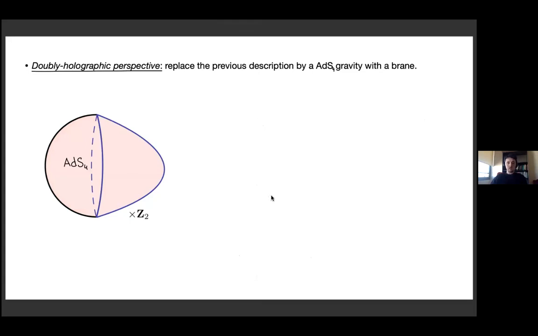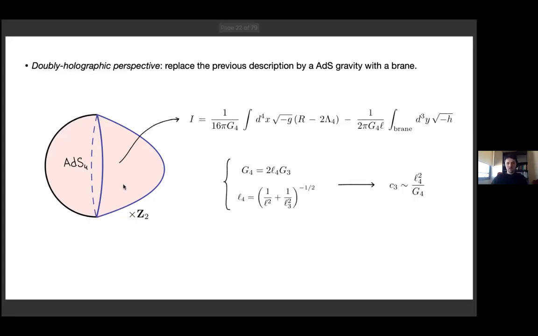So there is a second holographic description of the system, which is in terms of a four-dimensional bulk with no holographic CFT on it. The idea is that once you replace the holographic CFT in the previous description, you end up with this doubly holographic perspective, which consists of a four-dimensional AdS bulk with some brane, which is anchored to the hemisphere of the asymptotic boundary. In this description, the effective action is just pure Einstein gravity with negative cosmological constant, of course, coupled to a purely tensional brane. So the brane, which is anchored to the hemisphere of the asymptotic boundary, is just a purely tensional brane.